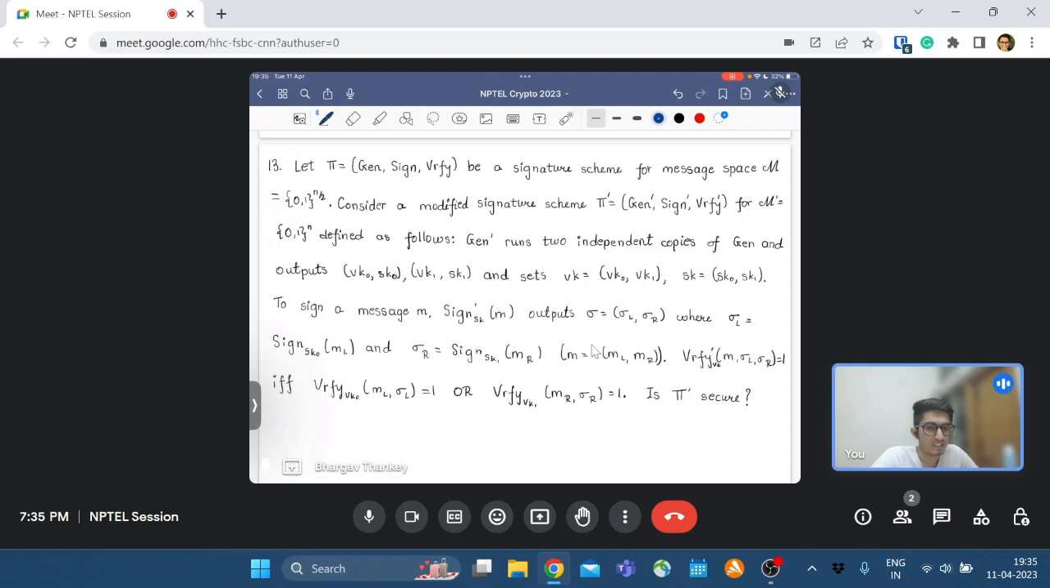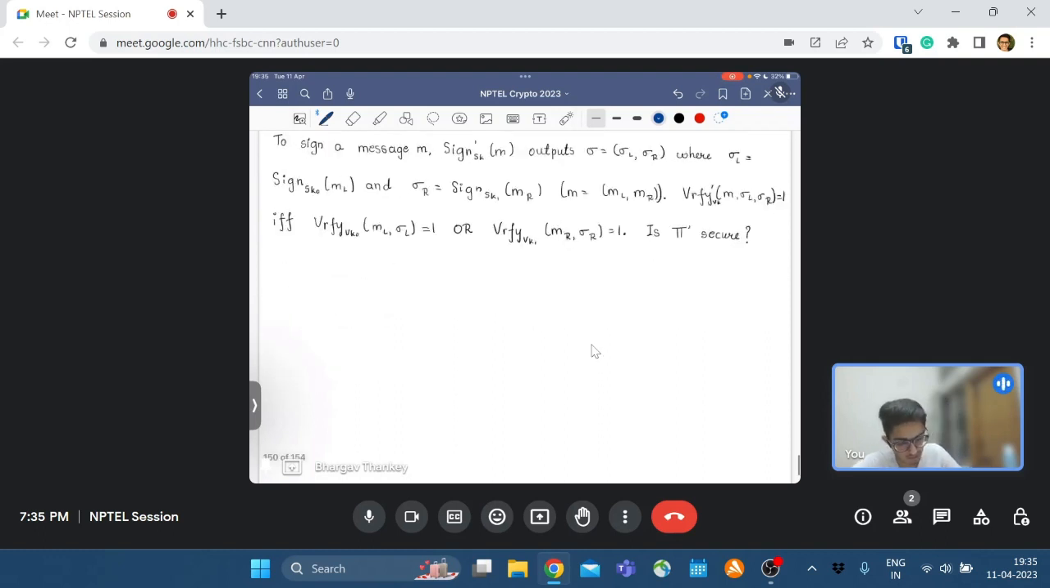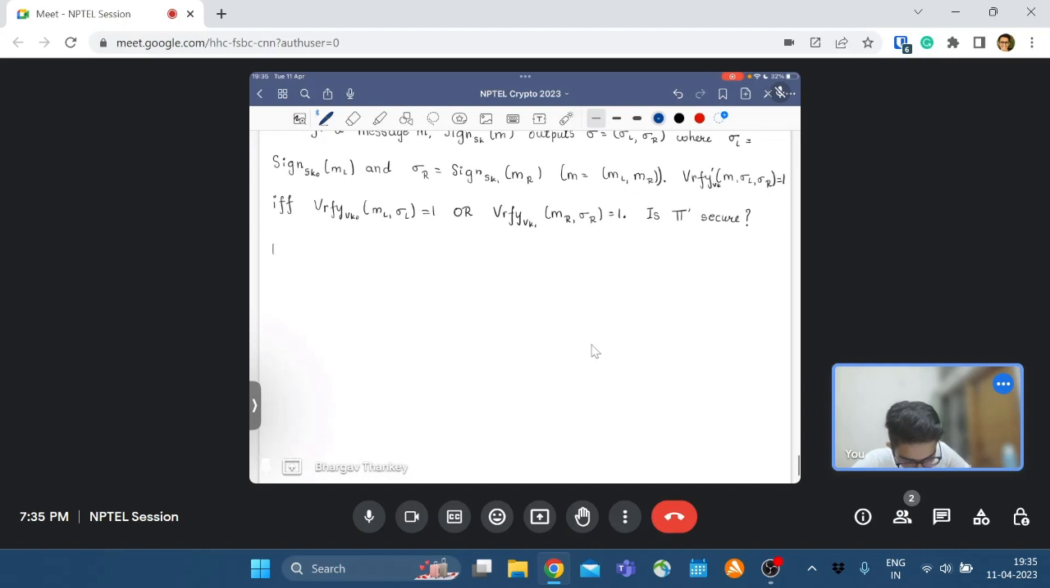The question is, is pi prime secure? So we'll see that it's not secure. And the way we'll do it is we'll show that there exists a PPT adversary which can win the signature forgery game. So in the signature forgery game, we have a verifier and an adversary.